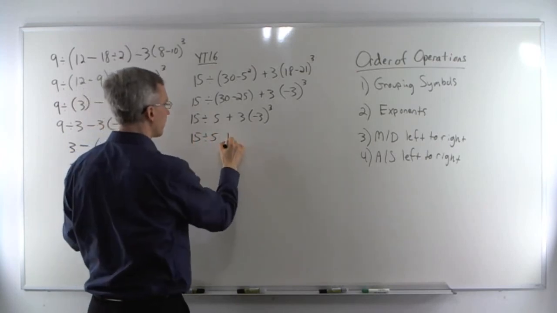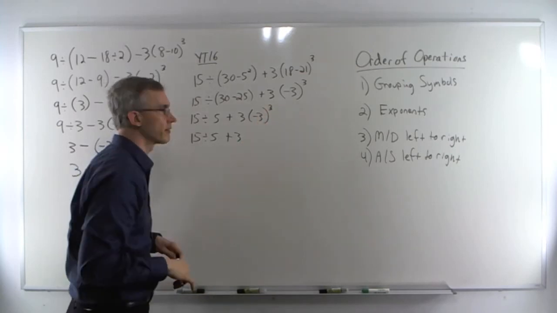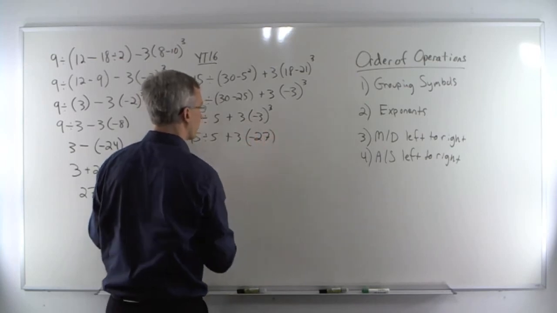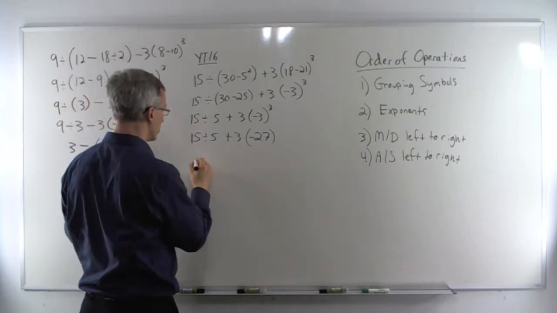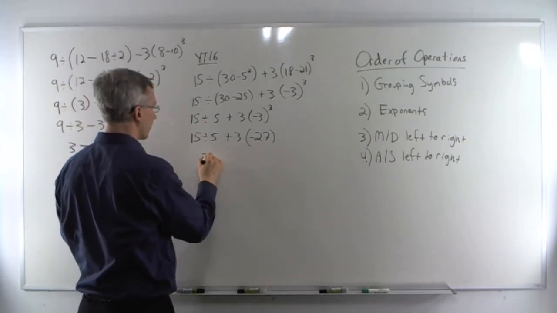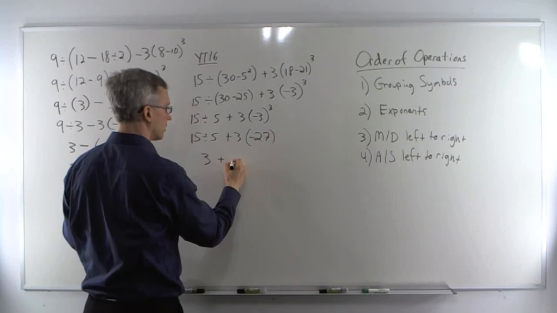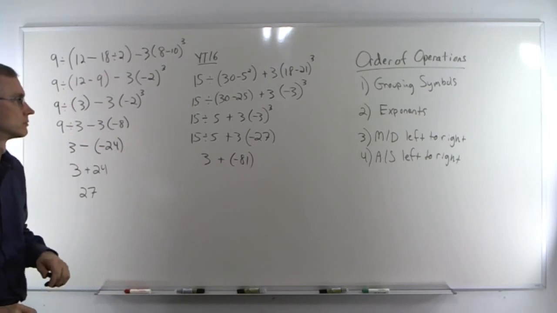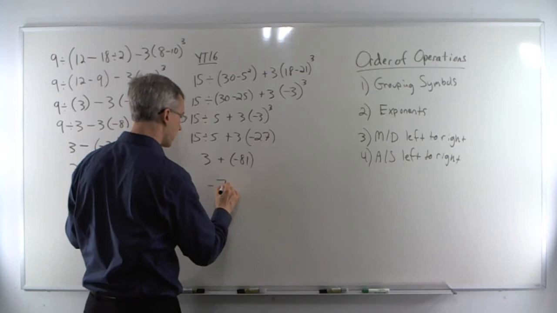So 15 divided by 5 plus 3 times negative 3 to the third power. We have an odd number of negatives, so it's going to be negative. 3 to the third is 27, so that is negative 27. All right, now we've got a division and multiplication. So 15 divided by 5 is 3. 3 times 27 is 81. Negative 81. So 3 plus negative 81 is going to give us negative 78.